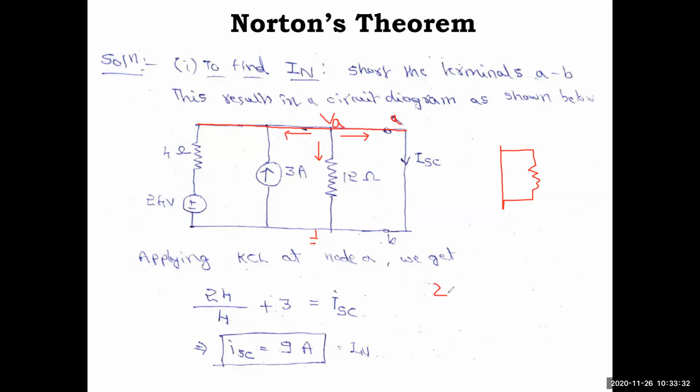It is 24 volts by 4. That is the current, right? Voltage by resistance. Then here you have the current entering the node, so that means it is -3. There is no current or voltage in this branch, so I am not considering it. I will consider this ISC branch, which is leaving, that's why it is plus ISC equal to 0.